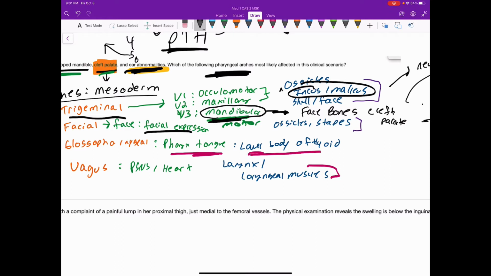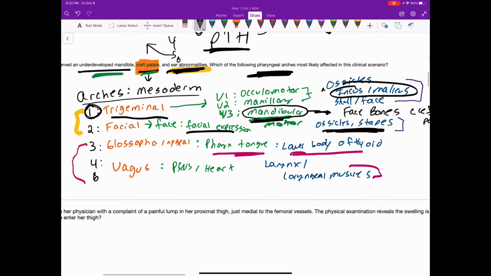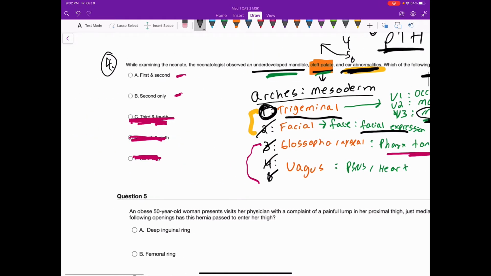If all 3 were affected, then yeah, we would have to say arch 2, because this would be the 3rd bone in the inner ear, but it only said some abnormalities. So we could eliminate choice 2, facial. We could eliminate 3, 4, and 6. So the only answer is the first arch.